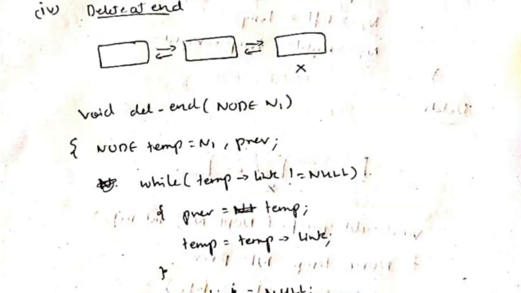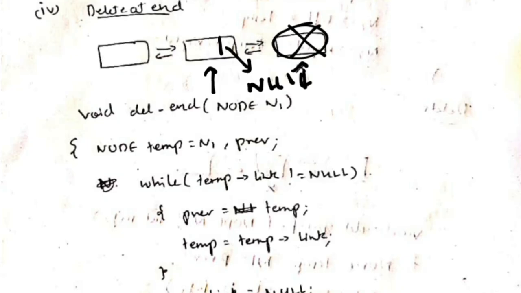Delete at the end means we will have two pointers. The first one will be pointing to the current location, and the other will be pointing to the previous one. When we reach the last node, see here, the current pointer will be pointing here and the previous one will be pointing here. At that time we will free the current pointer and we will initialize the next part, which is the right part of the previous node, as null. Since this node is removed, this will be null here. Okay, that's deletion at the end.